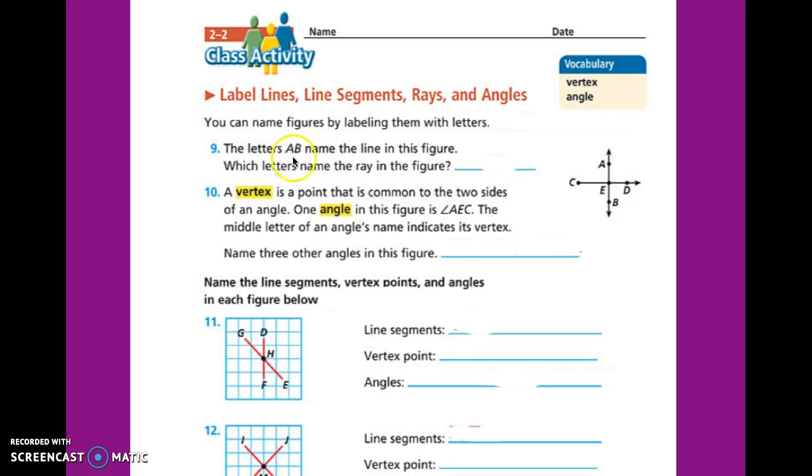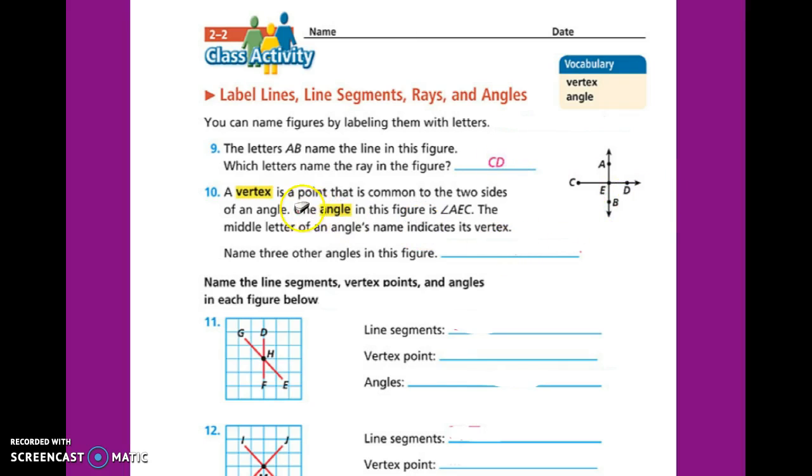All right, on this slide, we're going to talk about labeling lines, line segments, rays, and angles. So first it says the letters A, B name the line in this figure. Which letters name a ray in this figure? So first off, let's look for A and B. A to B is a line because it continues in both directions. They want us to find a ray. So if I look here, there's an endpoint and it keeps going. So this is a ray. If I was going to label a ray, I'm just going to write CD to label that ray.